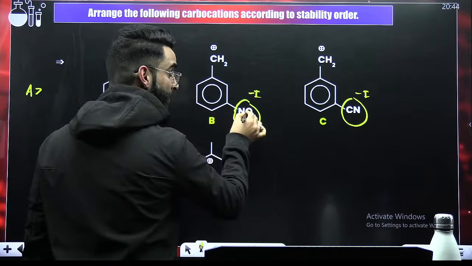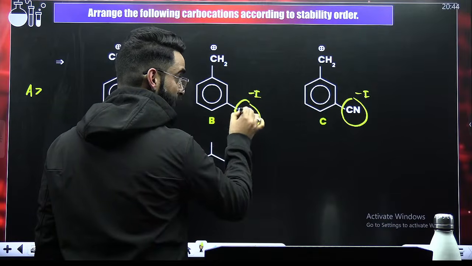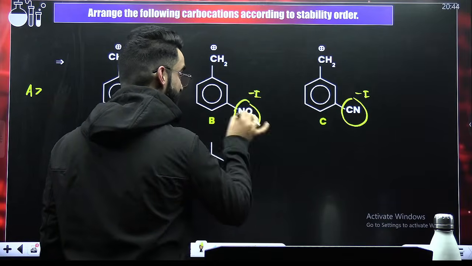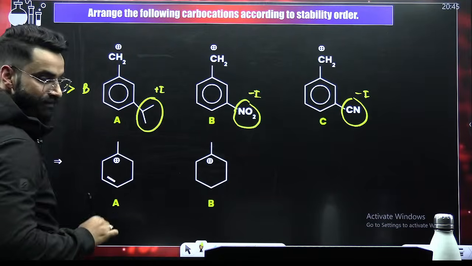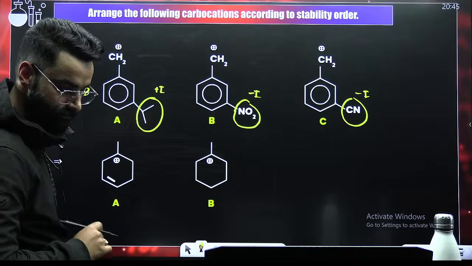Now, B is more withdrawing. If NO2 is more withdrawing, that means it will destabilize the carbocation to the maximum. So B, I'll prioritize the least. C comes in the middle. ACB is the order.